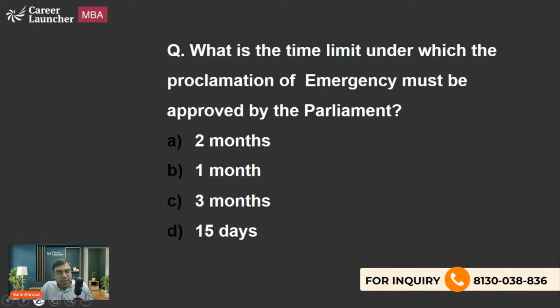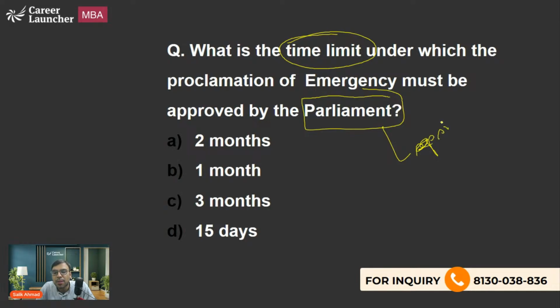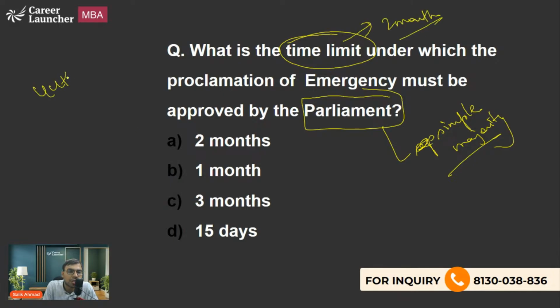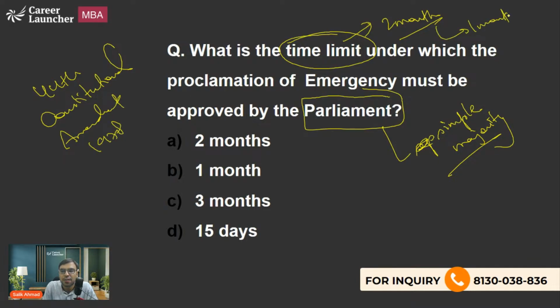Now, the next is: when the president declares a national emergency, what is the time limit within which the parliament has to approve it? I hope you are aware. Parliament has to approve it by special majority. Earlier, it was a simple majority, and the earlier time limit was 2 months. But after the 44th Constitutional Amendment, 1978, which I've told you brought a lot of safeguards, 2 months was reduced to 1 month, and simple majority was increased to special majority.